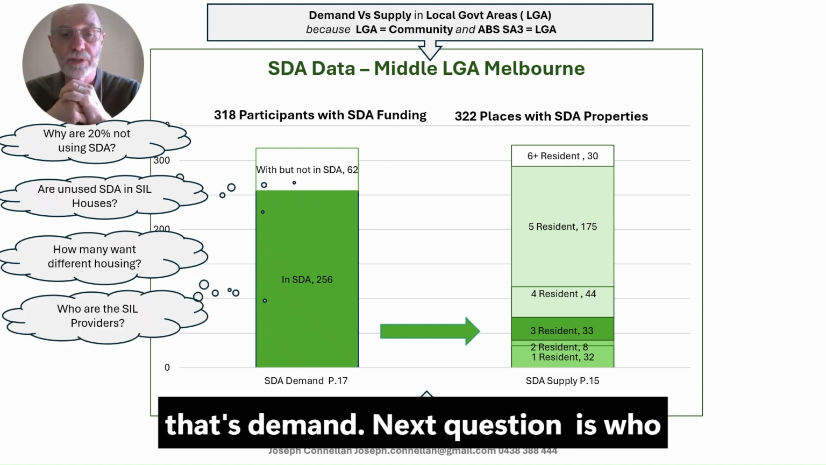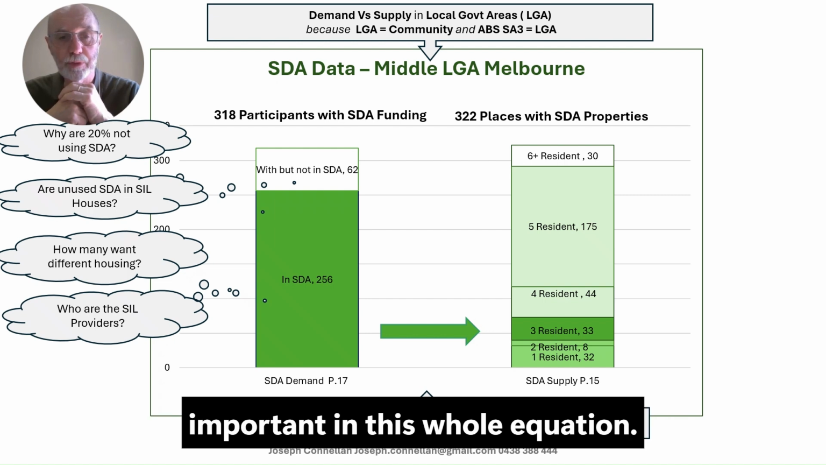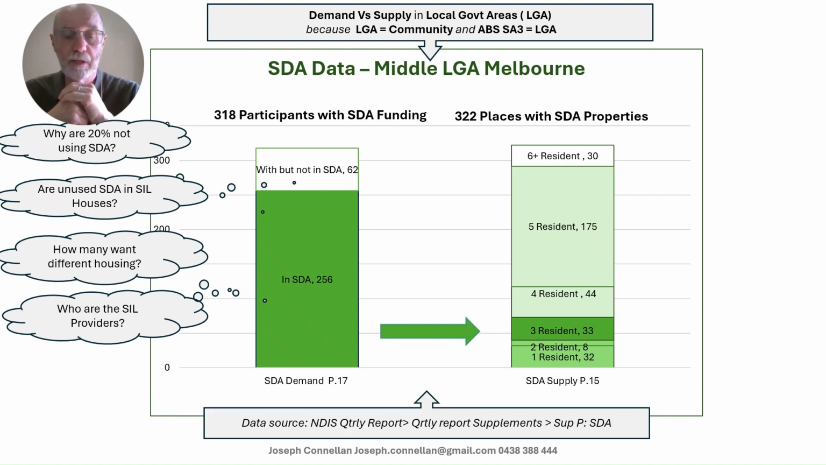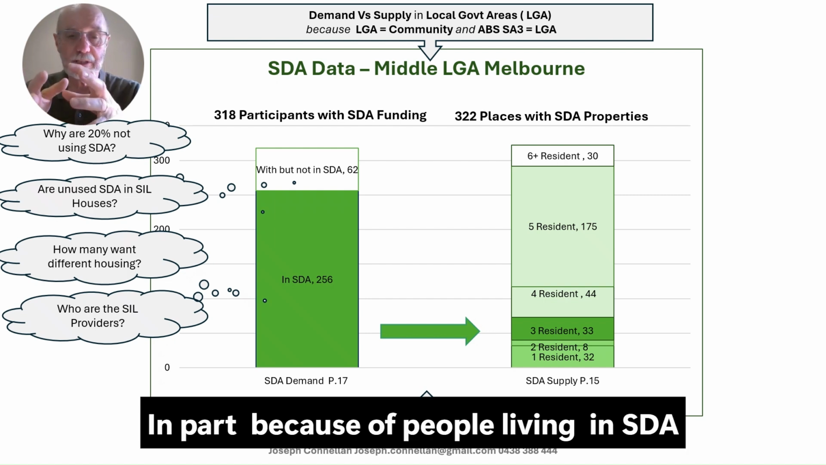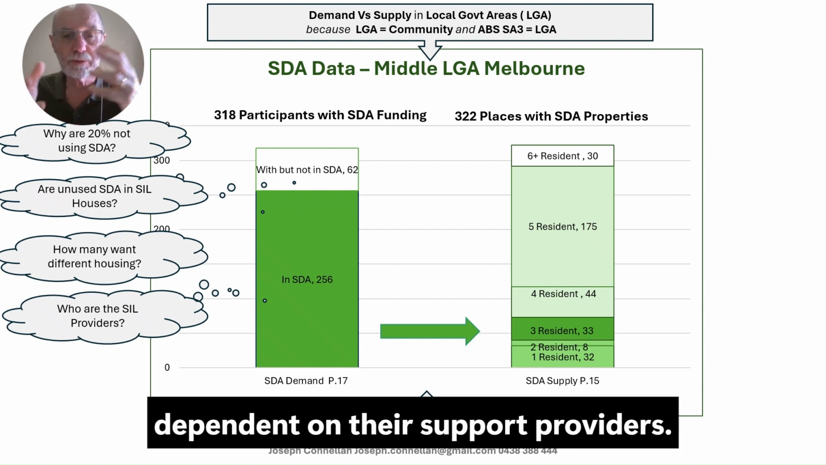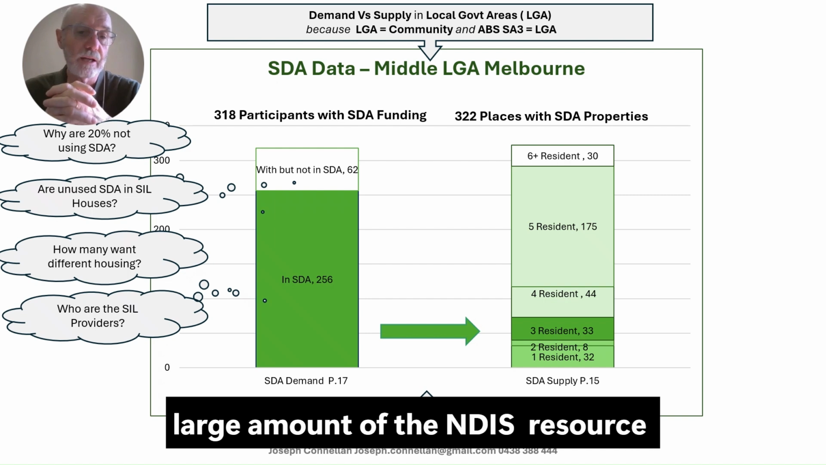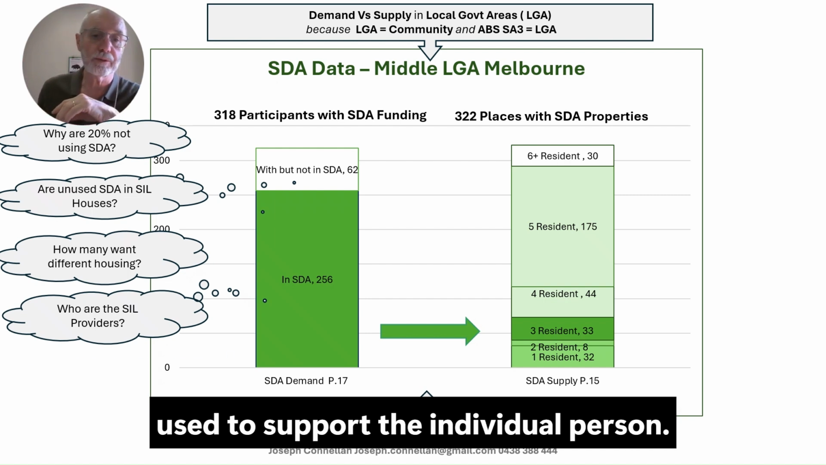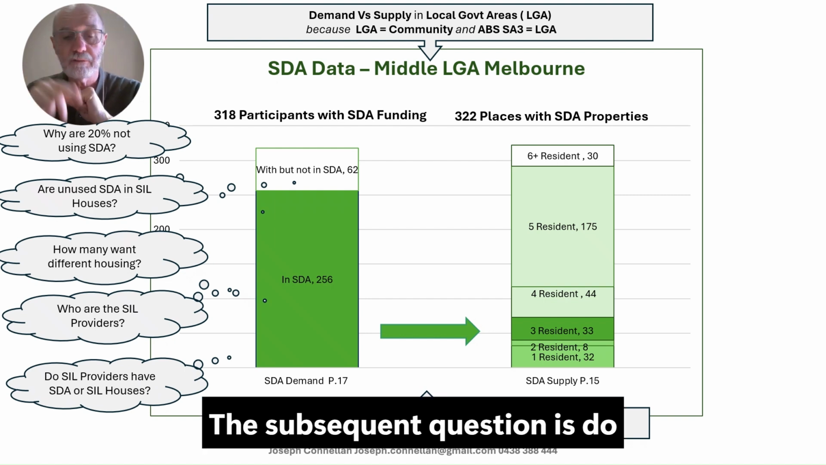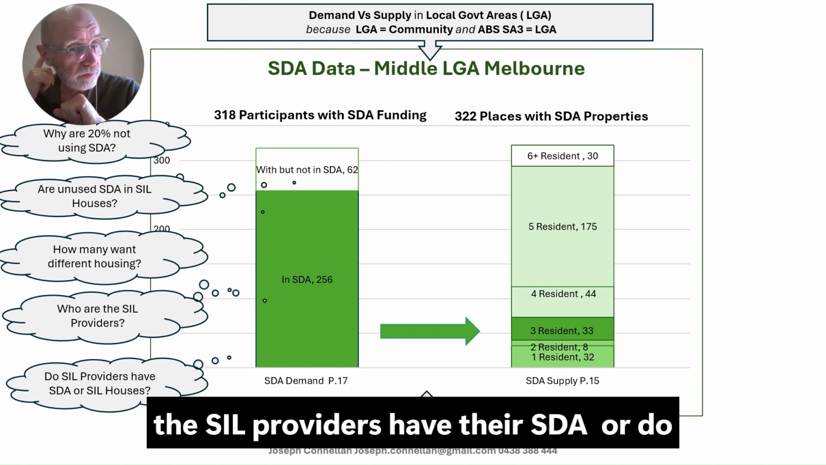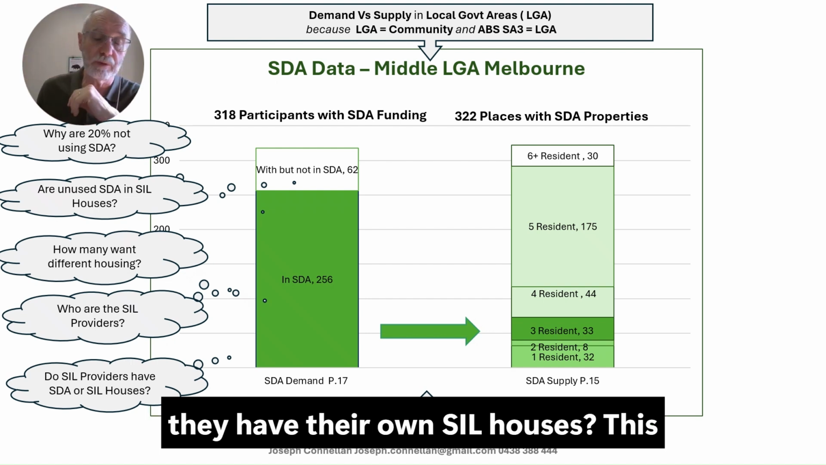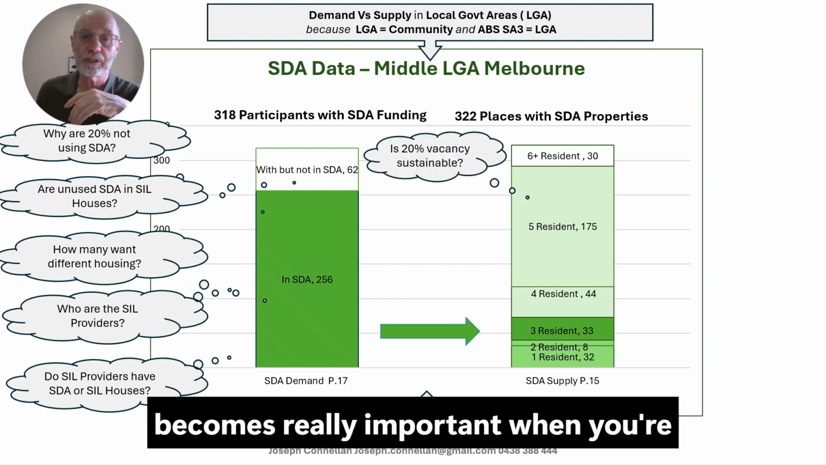Next question is, who are the SIL providers? These are obviously very important to this whole equation, in part because the people living in the SDA are dependent on their support providers, but also they control a very large amount of the NDIS resources that are used to support the individual person. And then the subsequent question, of course, is, do the SIL providers have their own SDA, or do they have their own SIL houses? That becomes really important when you're having this conversation.